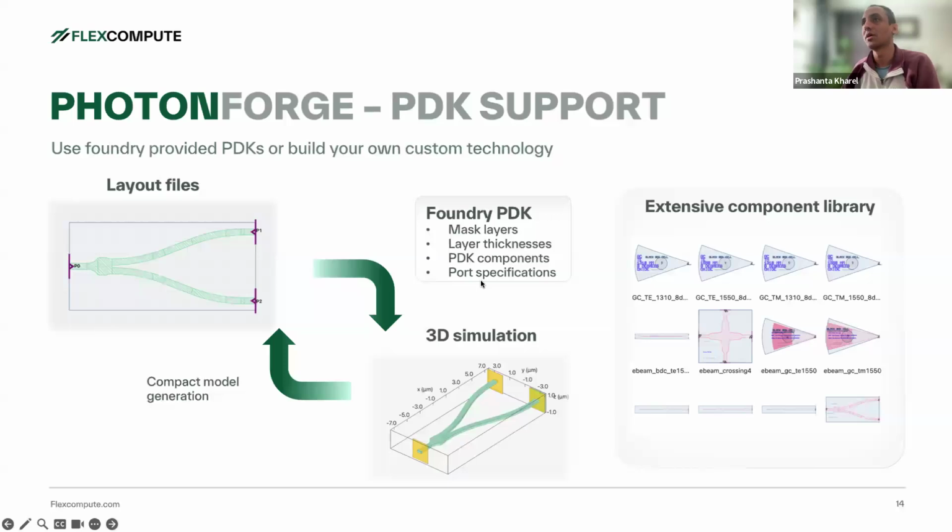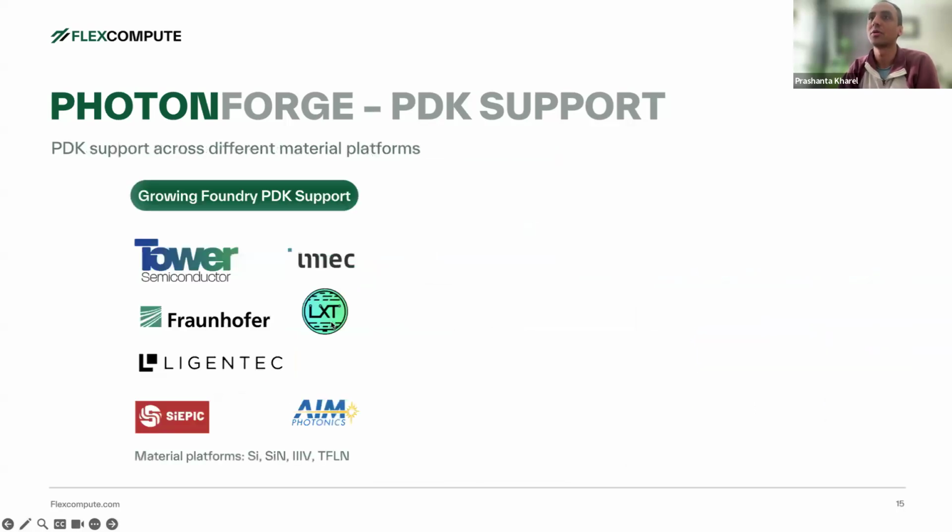The other key part is, we work with a lot of foundries to build all this foundry tech stack. So the mask layers, layer thicknesses, all the different components that the foundry offers, and we provide that to you through Photon Forge. So you can start building your actual circuit design, and you don't have to start from looking at the PDK document and trying to build the geometry. And so you can easily, seamlessly go from layout file to 3D electromagnetic simulations or other types of simulations like circuit simulations, and then build a compact model for your component.